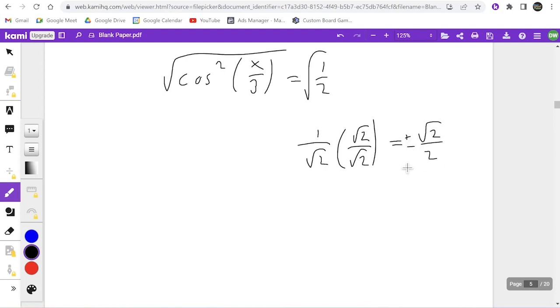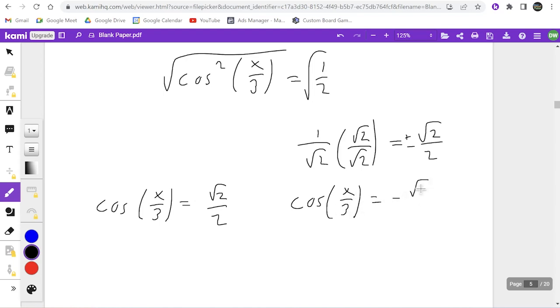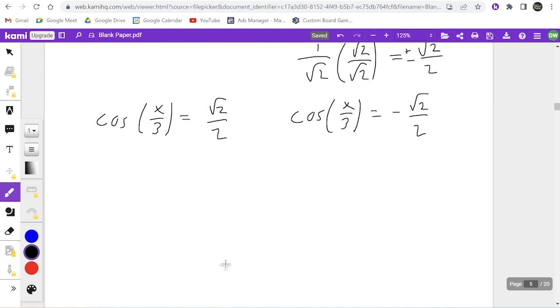It's also plus or minus because we took the square root. It's got to be plus or minus. Don't forget that. So now I've got two potential solutions here. Cosine of x over 3 equals root 2 over 2, positive. And then I've got cosine of x over 3 equals negative root 2 over 2. So first I'll deal with the positive side.